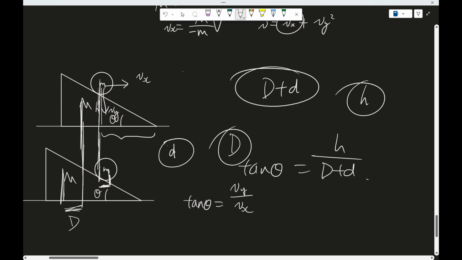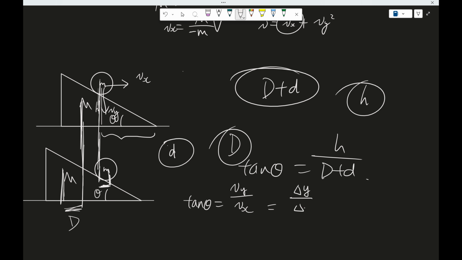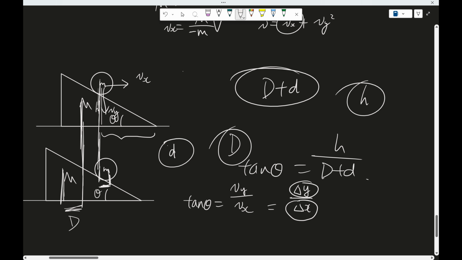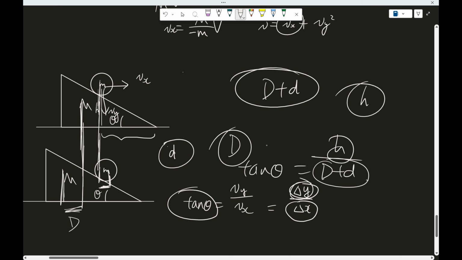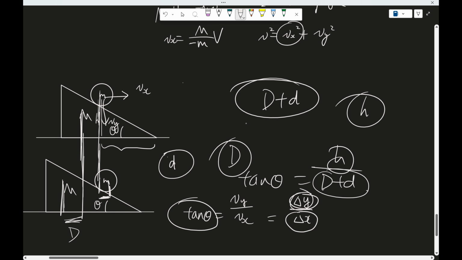So if we agree with that, then we know that it should just be equal to delta y over delta x. The change in the y direction over the change in the x direction is tangent theta, and that should not change. Otherwise, the ball of mass would fly off the slope. And so then we said that delta y is h and delta x is big D plus small d. And now let's try to eliminate some variables again. So remember how we said that Vx equals small m over negative big M times big V.